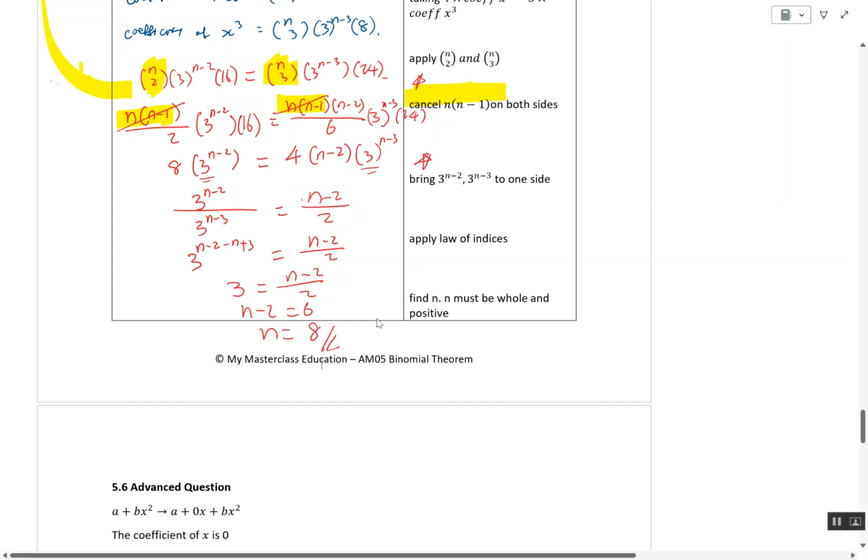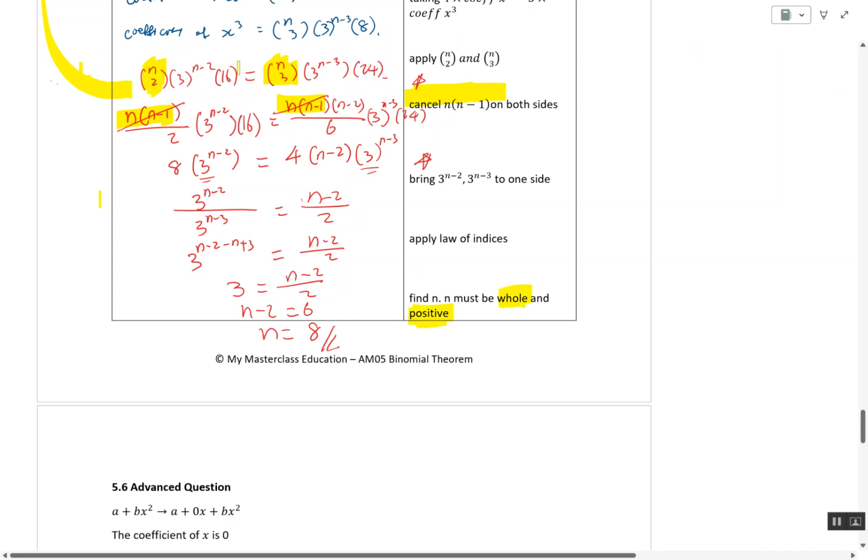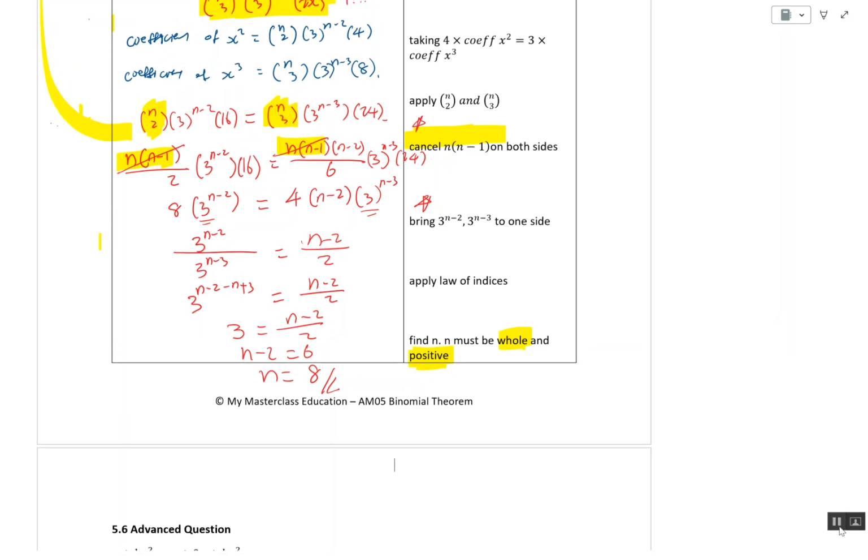Then make sure that at the end of the day, when you find n, it must always be a whole number, and it must be a positive whole number. If you get anything that doesn't fulfill these two criteria, it means somewhere along the way you went wrong, so check back at your work. This is for the very first part.